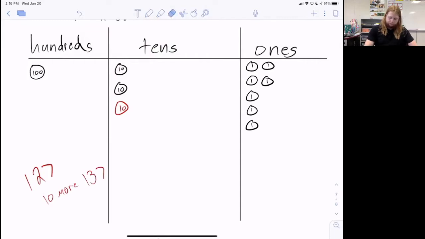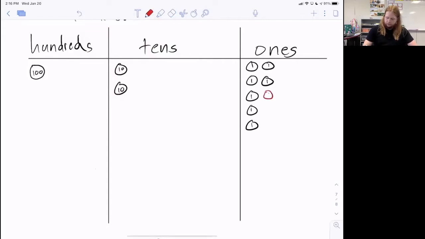All right. Okay. What if I added one more 1? Well, if this is 127 and I added one more 1, it would be 128. So one more than 127 is 128.